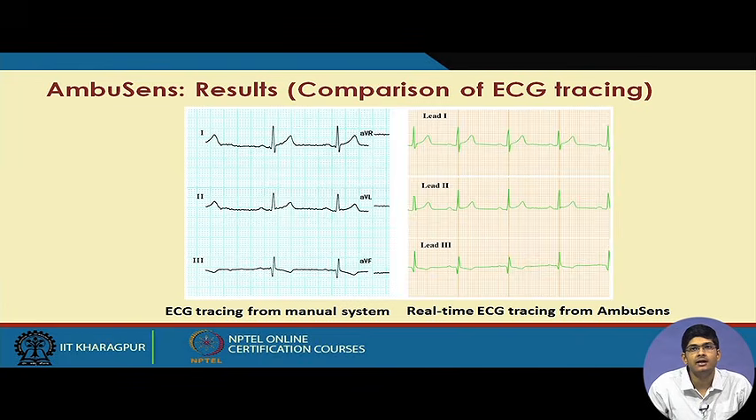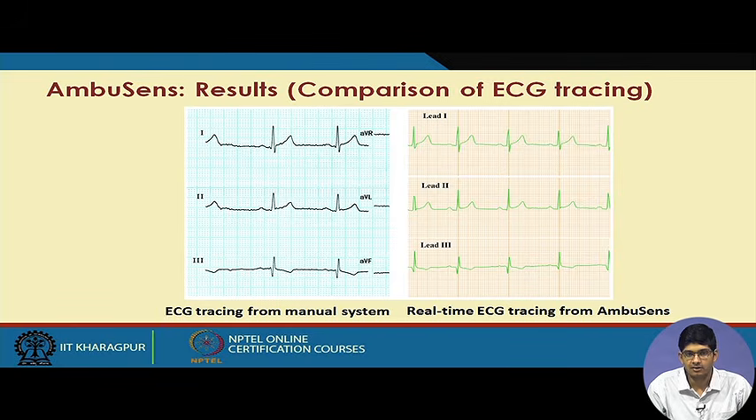The figure on the left is that of an ECG tracing from a traditional wired ECG system, and on the right you can see the real-time trace generated from the ambusens system. Comparison between the two traces shows the validity of the system.